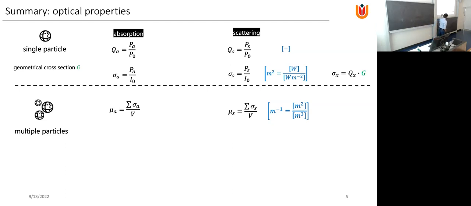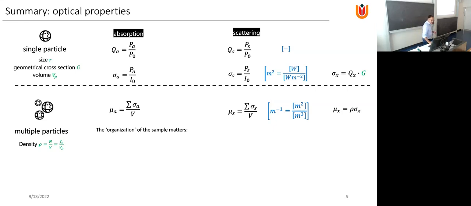absorption coefficient, which was the density of absorption cross-sections, so total absorption cross-sections divided by the volume. And the same definition holds for the scattering cross-section. So it is the density of scattering cross-sections. You take all the scattering cross-sections in a certain volume, you add them and divide by the volume. But then, if we know the density of the particles, so rho, the number of particles per volume, you can link the coefficient to the cross-section.